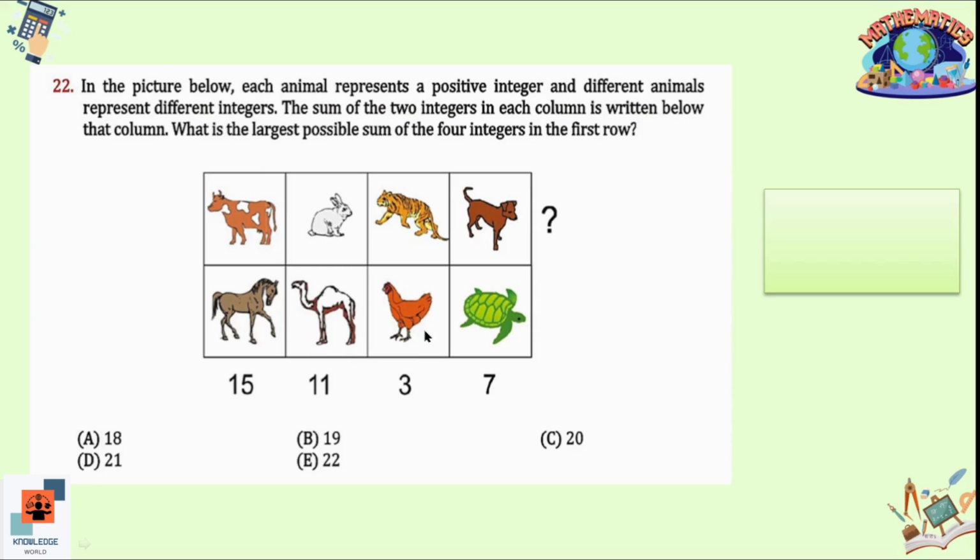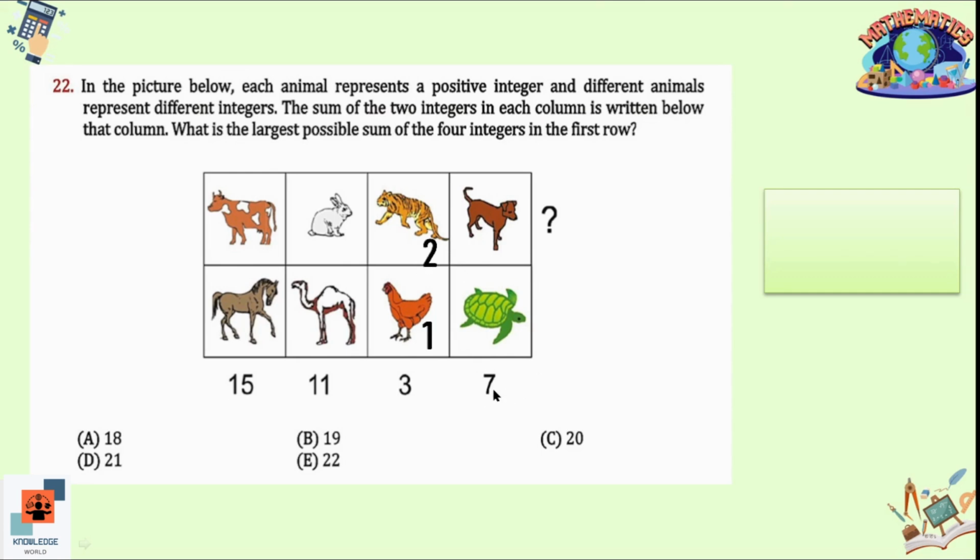So here we will start from the smallest number, that is 3. We know 1 plus 2 is equal to 3. As there is no 0, all the integers are positive. So 2 plus 1 or 1 plus 2 is equal to 3. We will write 2 above because we need the largest possible sum of the 4 integers in the first row. So that's why I have written 2 above.